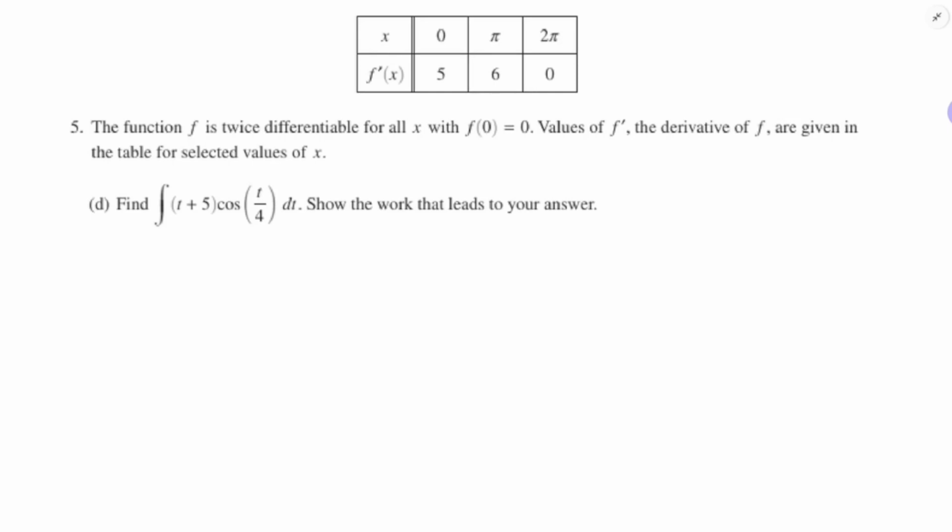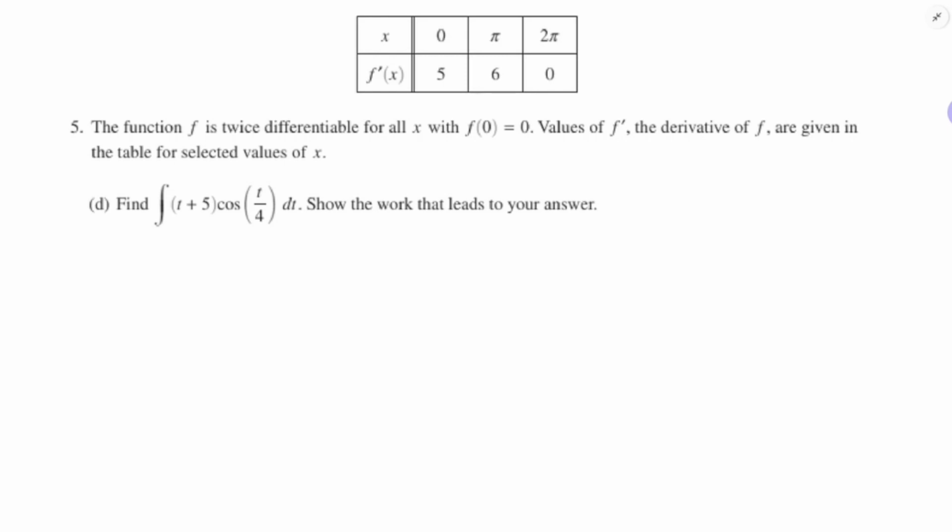Okay, part D seems to have nothing to do with anything. They're just going to pull out this integral and be like, here it is, do it. I've not seen anything like this, I can't think of anything recently in AP Calculus where we've seen something so detached from the rest of the problem, but we can definitely do this.